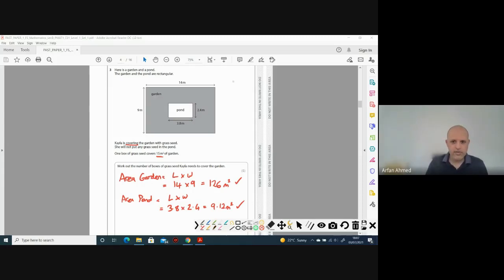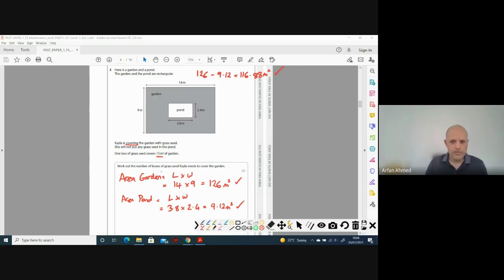If you do it underneath the working out you've just done, so obviously we're going to have to take it away. So you're going to do 126 take away 9.12, which gives you 116.88 meters squared. That's your third mark. So this is the area we need to cover, 116.88 meters. That's the area that's going to get the grass seed. So that's the area she needs to cover.